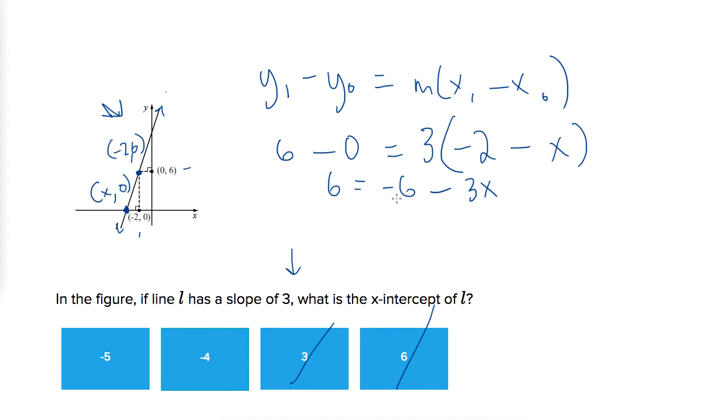Okay, so that means we're going to add 6 to both sides. So we get 12 equals -3x. And that means that x equals -4. Okay, so that's our answer right there.